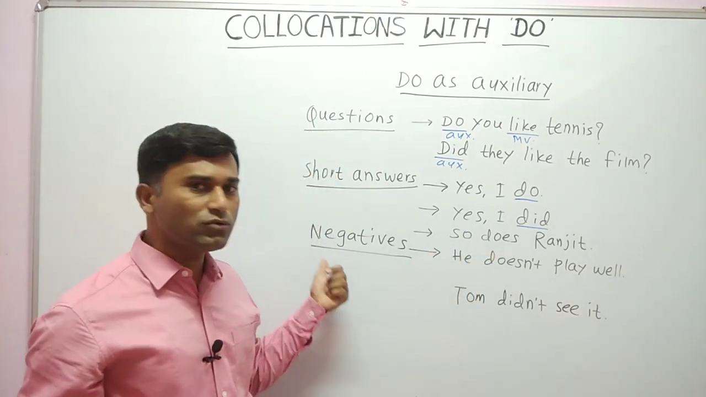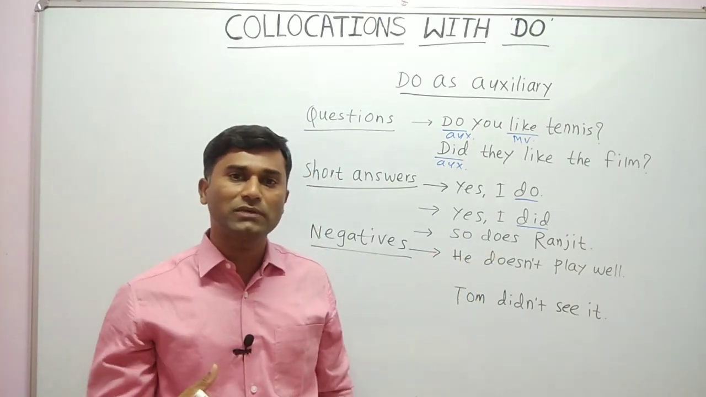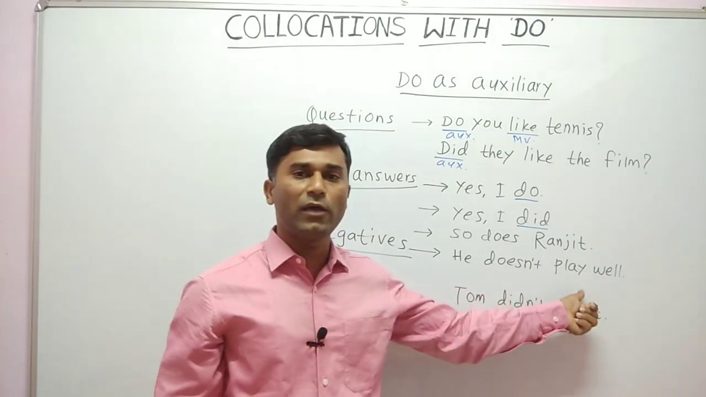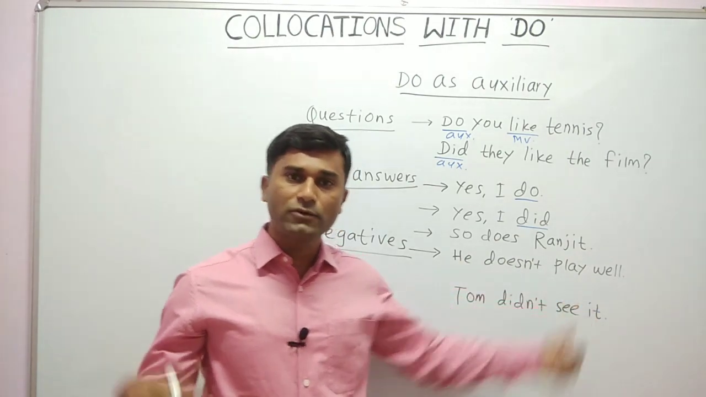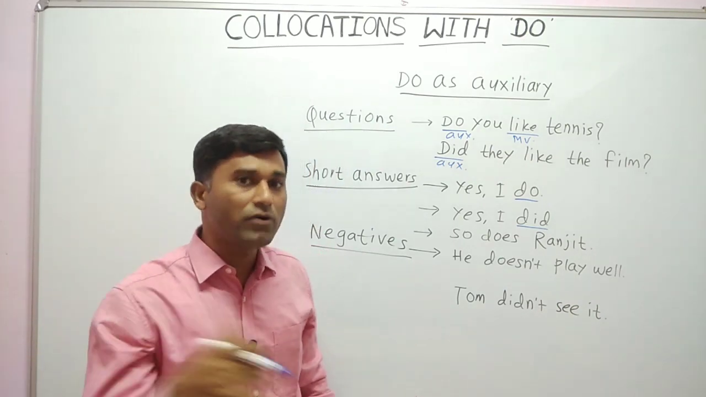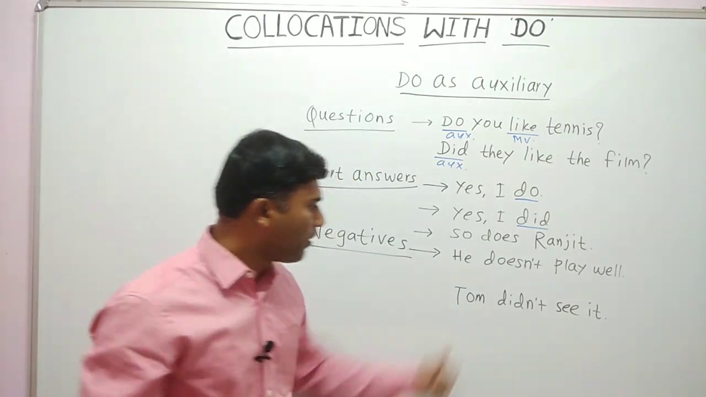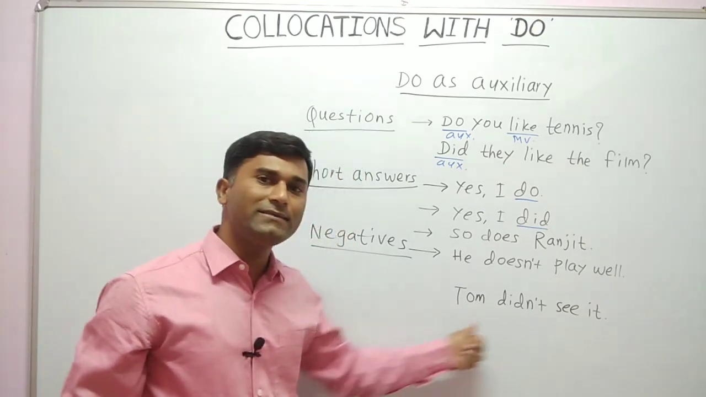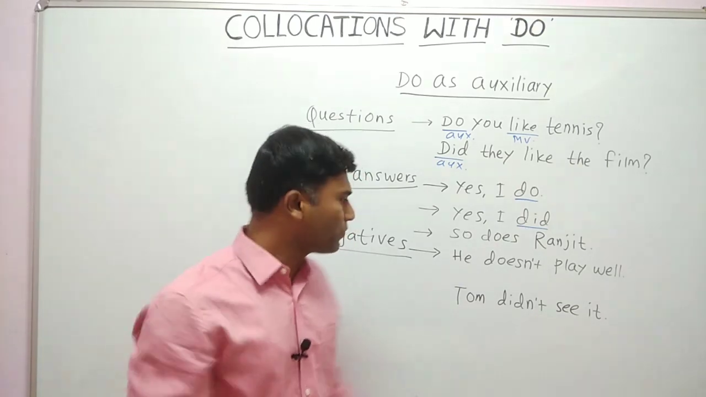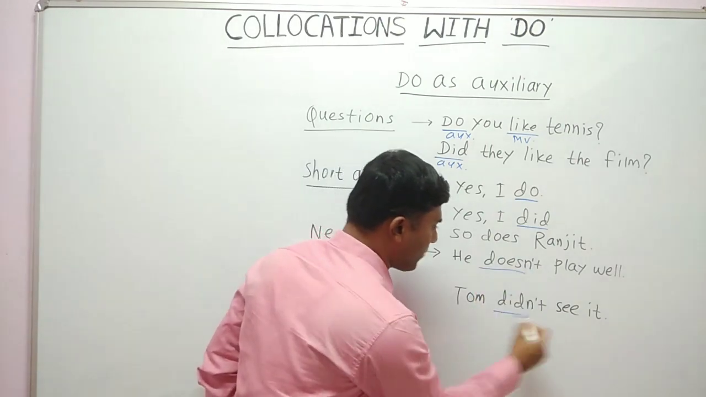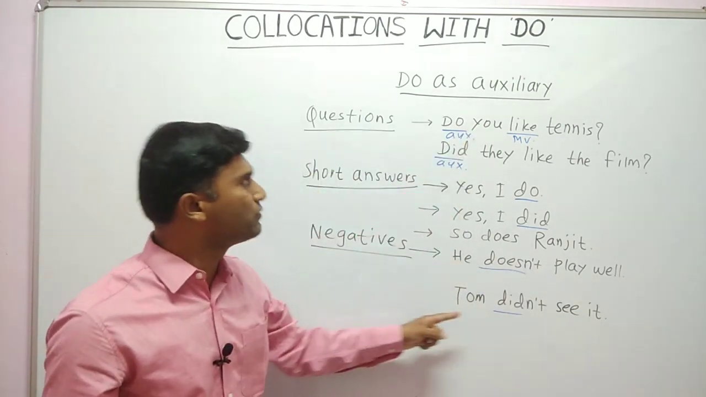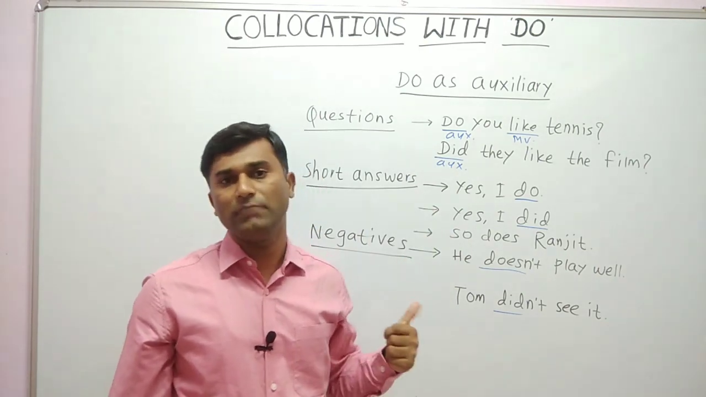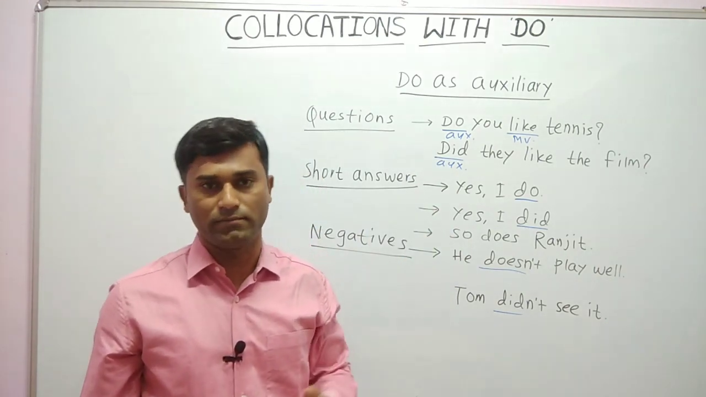Okay. Next, we can also make negative sentences with the help of do. For example, he doesn't play well, or they don't read well, or she doesn't write well, or in the past, Tom didn't see it, or Mary didn't hear it. Either in present or in past, you can use the form of do. So in all these sentences, you can see that do is used as an auxiliary verb.